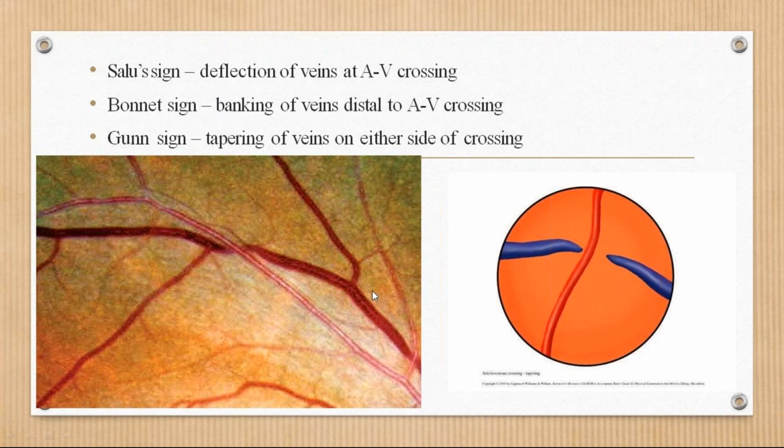Here it is a diagrammatic picture. This is the artery and this is the vein. Here there will be tapering. You can see how the vein is beneath the artery. There will be tapering of the vein on either side of the crossing of the arteries and veins. So the three signs are Salus sign, Bonnet sign, and Gunn sign.